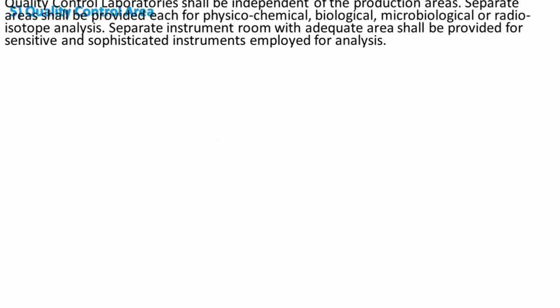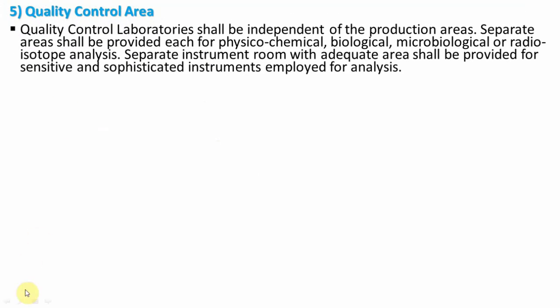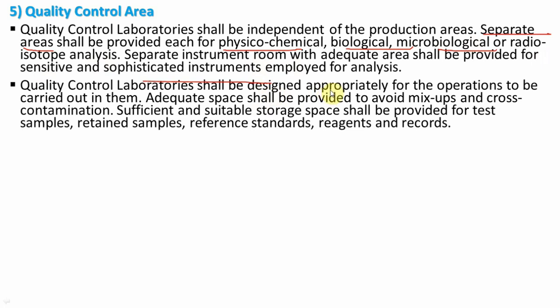Next, quality control area. Quality control laboratories shall be independent of the production areas. Separate areas shall be provided, each for physicochemical, then biological, microbiological or radioisotope analysis. A separate instrument room with adequate area shall be provided for sensitive and sophisticated instruments employed for the analysis. Quality control laboratories shall be designed appropriately for the operations to be carried out.